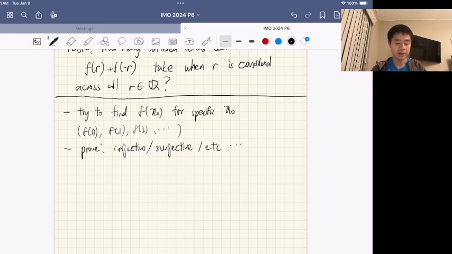For example, if x equals y, then both of the conditions point to f(x) + f(x) = f(x) + f(x). So that means this is a fixed point.